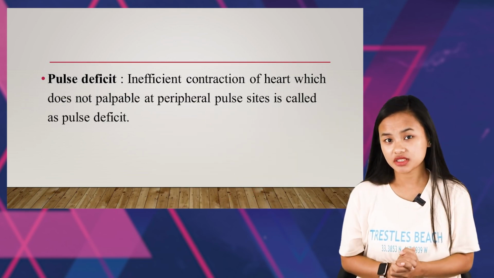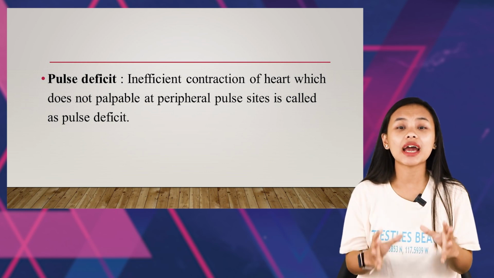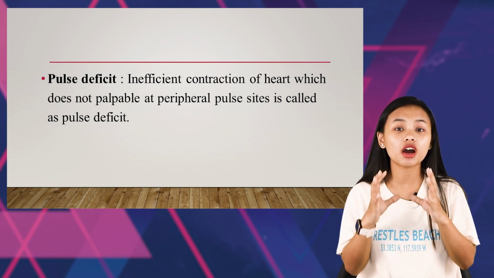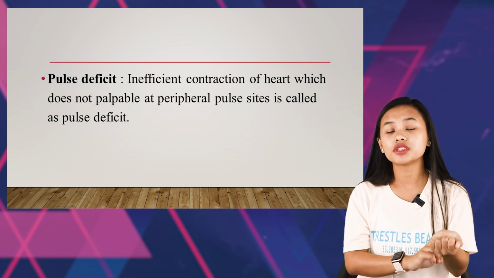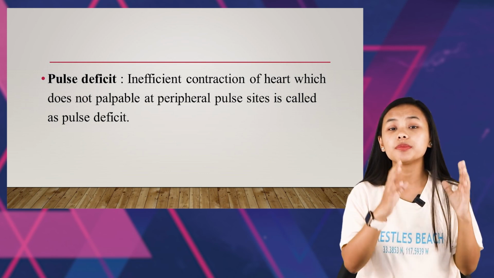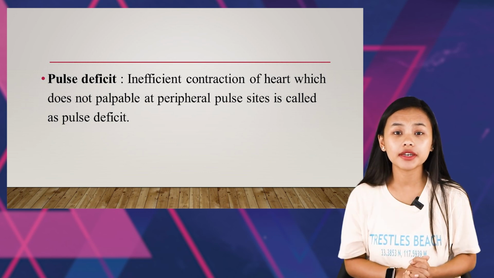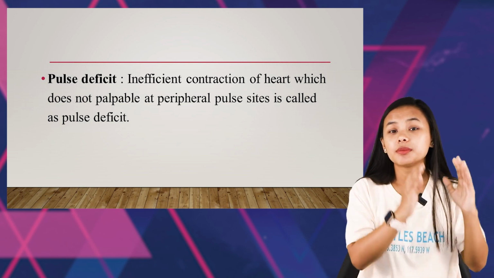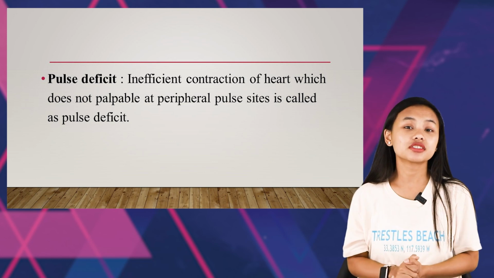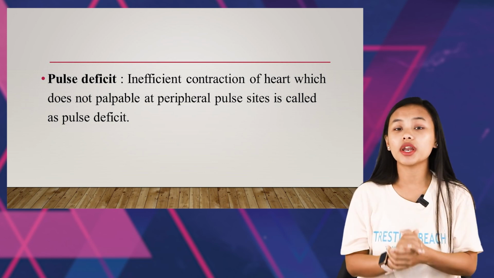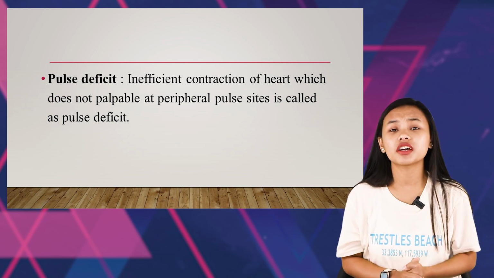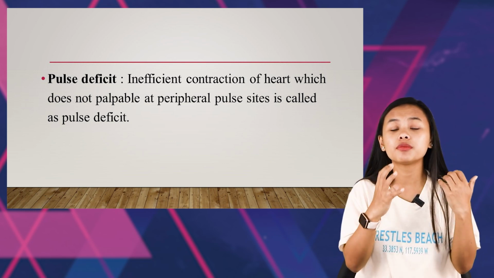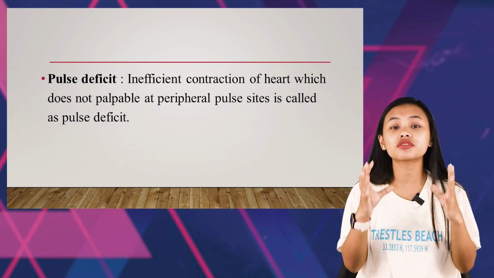What do you mean by pulse deficit? So here, if there is an inefficient contraction of the heart, in which even when you are palpating the arteries or when you are palpating the pulse rate of the client, you find that it is not palpable at the peripheral pulse site, then this is known as pulse deficit. So what happens here is that if there is an inefficient contraction of the heart, because I've told here that this blood will be flowing into the arteries through the contraction of the left ventricle into the arteries, right?